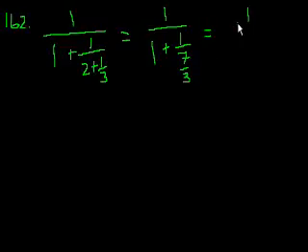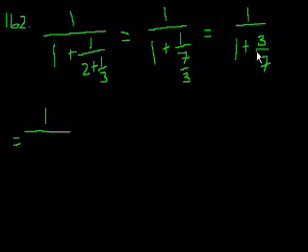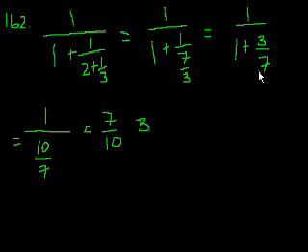So this is equal to 1 over 1 plus 1 over 7 thirds, the same thing as 3 sevenths. And so that's equal to 1 over 7 sevenths plus 3 sevenths, so it's 10 sevenths, which is equal to 7 over 10, which is choice B. Let's switch colors.